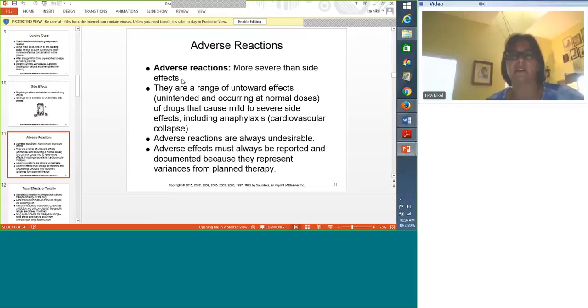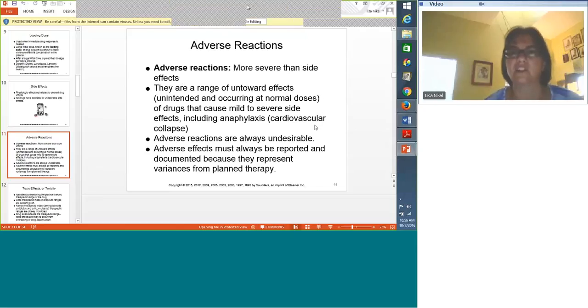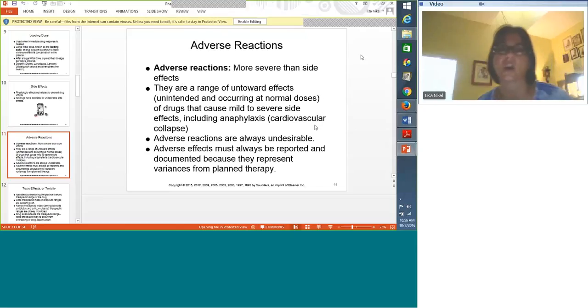A client may tell you that they take their medication, like an antibiotic, and it gave them a little bit of nausea. Based on the severity of it, it's not necessarily an adverse reaction, it's just a side effect. And sometimes with certain medications, if the client is able to take it with food, we can offset the nausea that they were complaining of. So adverse reactions are definitely more severe than side effects. They are always undesirable, and they must always be reported and documented because they represent variances from planned therapy.